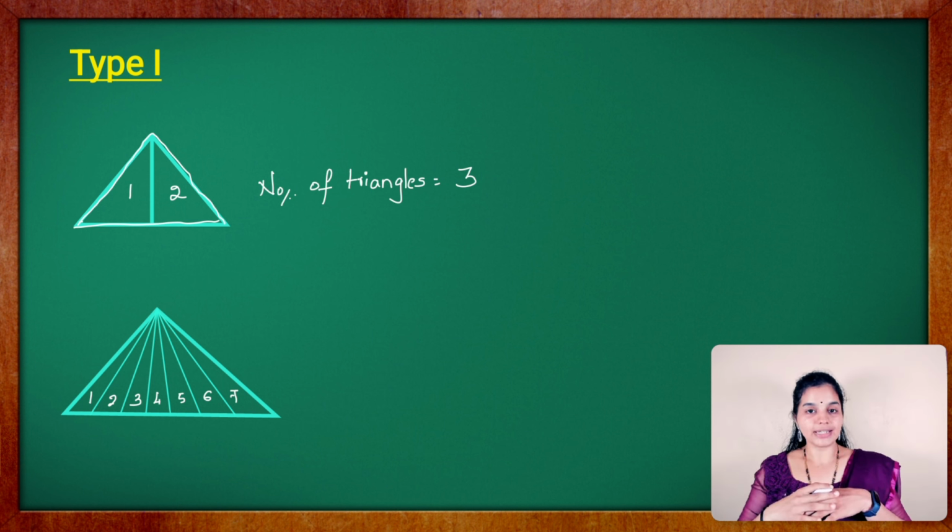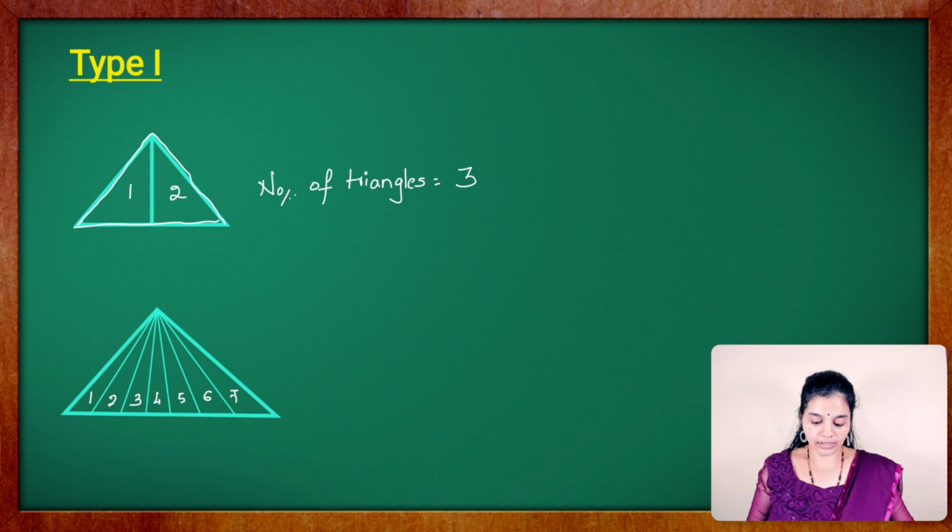So what we can do is, simply we can use a trick here. That is, by using the formula n into n plus 1 divided by 2. So this formula is used when these triangles are divided further by vertical lines from the top to the base of the triangle. What is the value of n here?